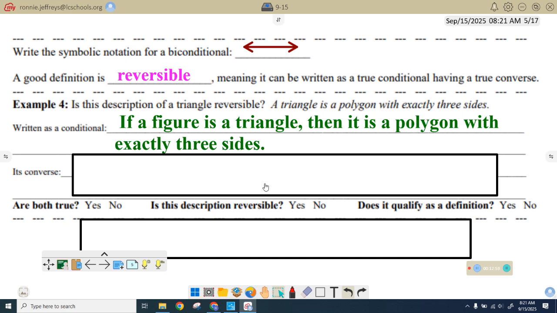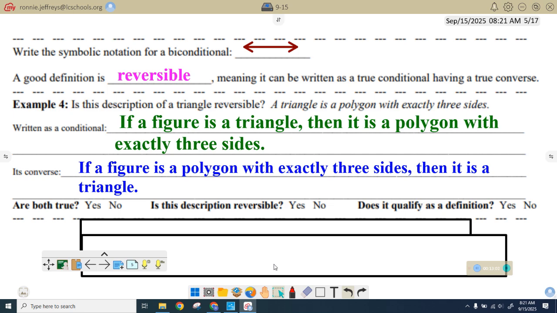Alright. It's converse. If a figure of a polygon has exactly 3 sides, then it's a triangle. Alright. Are both true? Yes. Is the description reversible? Yes. That means the green is the first, blue is reversible. And yes, it's a definition.